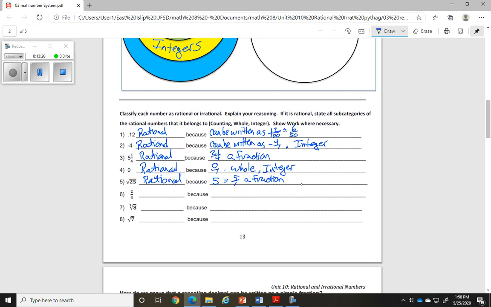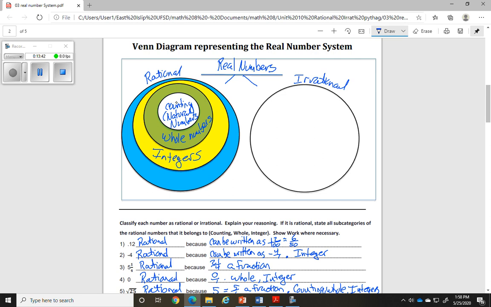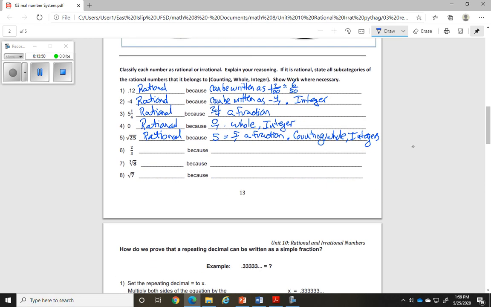It does have subcategories, a lot of them. 5 is a counting number. And remember, the counting numbers are in the whole numbers. Remember, the whole numbers are in the integers. So when it says list all subcategories, make sure you refer back to this diagram. If you find the smallest box it fits in, then it fits in everything on its way out. I know I keep on saying boxes and these look like circles, but you get what I'm saying.